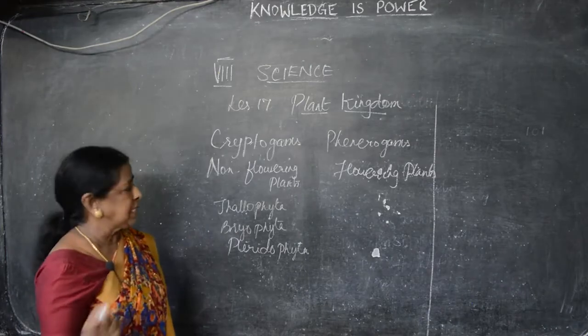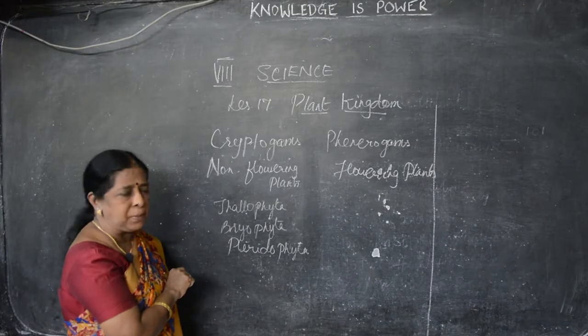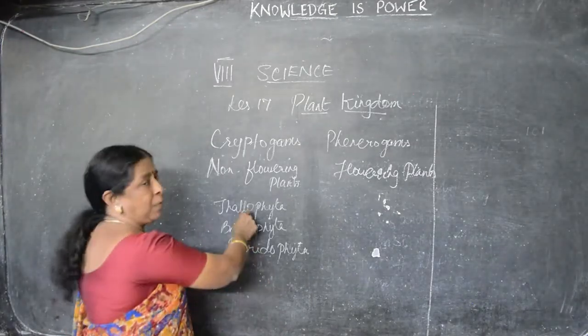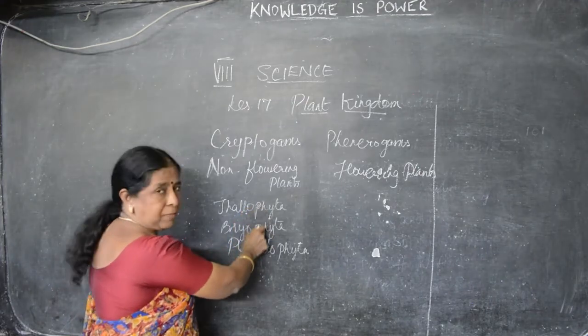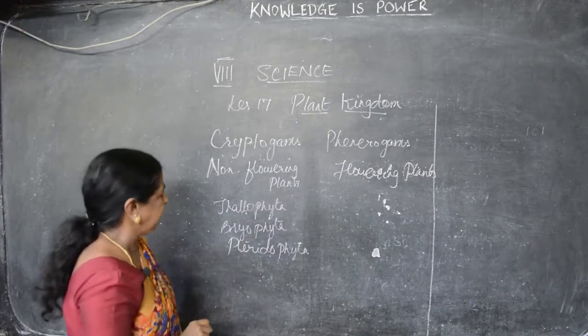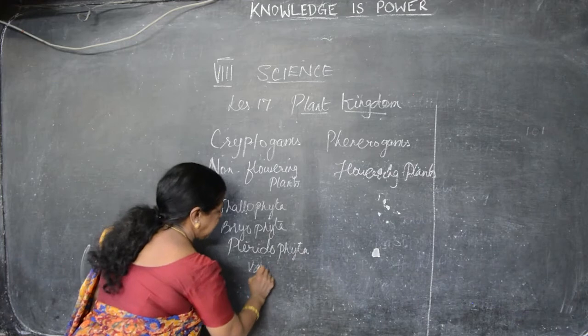In the previous classes we have seen what are the importance of that. We cannot differentiate them into root, stem and leaves. So only we can find out only one part. The thallophyta, even bryophyta is somewhat developed from that, and pteridophyta is the highest of cryptogams. It is otherwise known as vascular cryptogams. Pteridophyta is known as vascular.